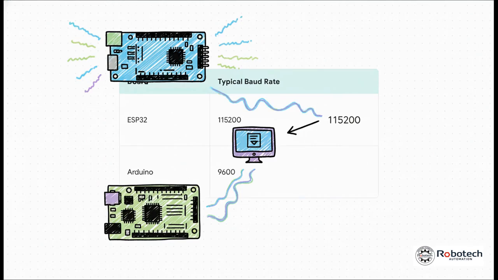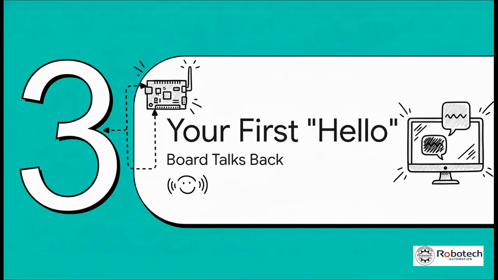And you'll see different boards use different speeds. The ESP32 is usually pretty zippy at 115200. An older Arduino Uno might be way down at 9600. The big takeaway here, and you've got to remember this, is that the number in your code has to match the number you pick in the serial monitor window. No exceptions. Okay, connection's open. Now for the fun part.